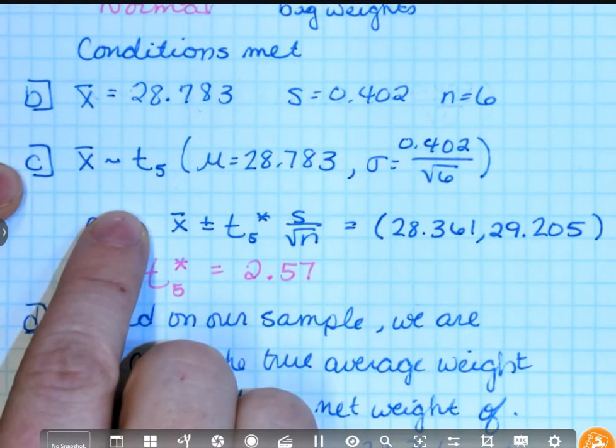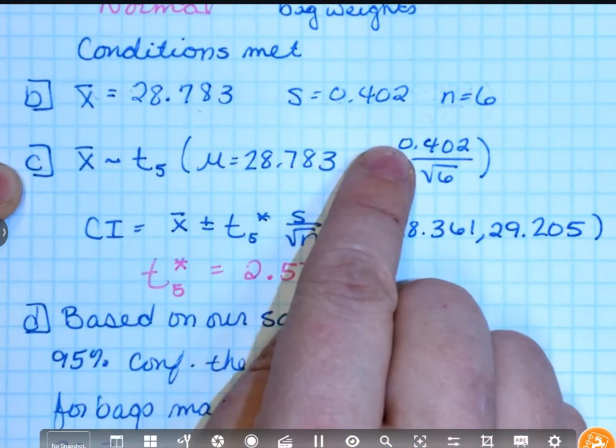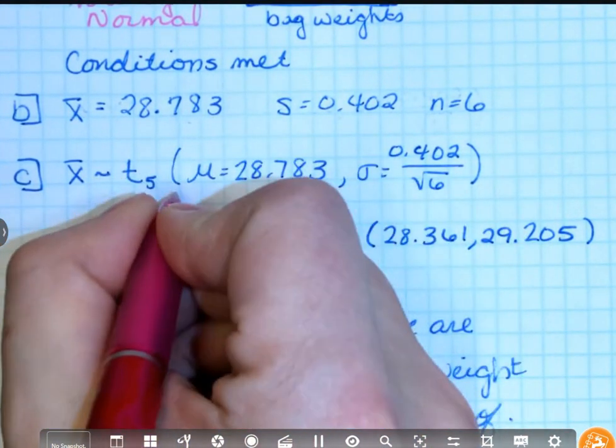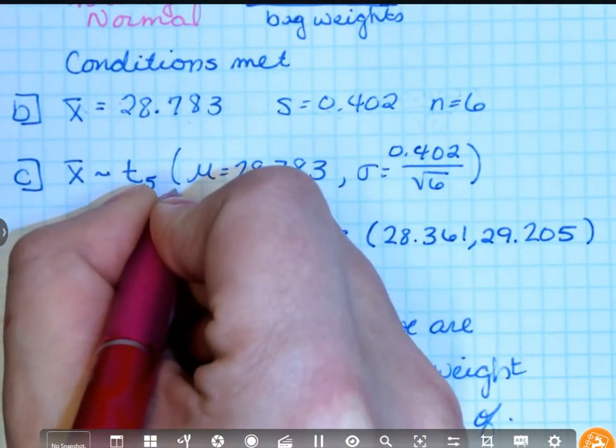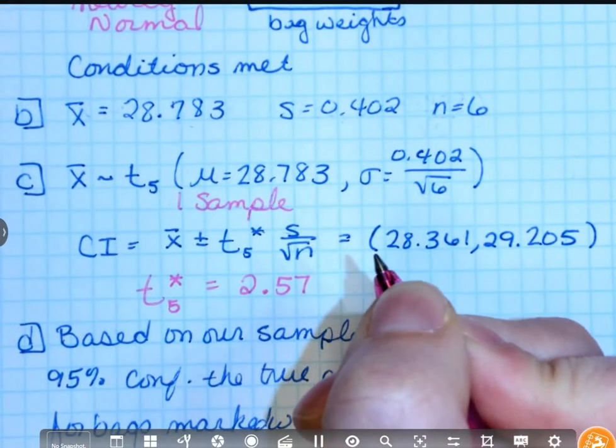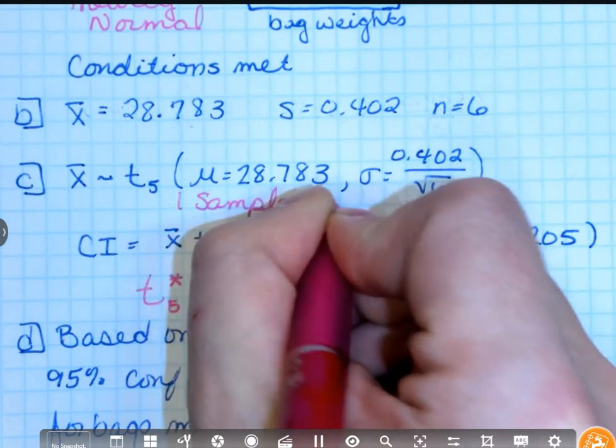And then it says, create the 95% confidence interval. So this is the sampling distribution. I really should have said what type of a confidence interval I'm doing here. What kind am I doing? A one sample t-int.